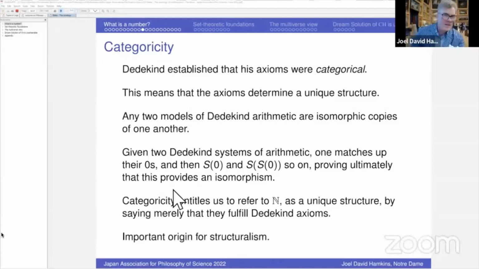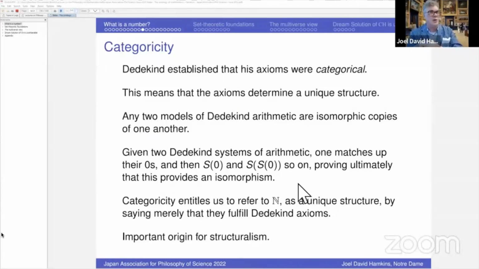So categoricity entitles us to refer to the natural numbers as a unique structure. We don't have to have the natural numbers constructed according to some procedure and then kept in a case in Paris, like the iron bar, the meter bar. We don't have to do that with the natural numbers.